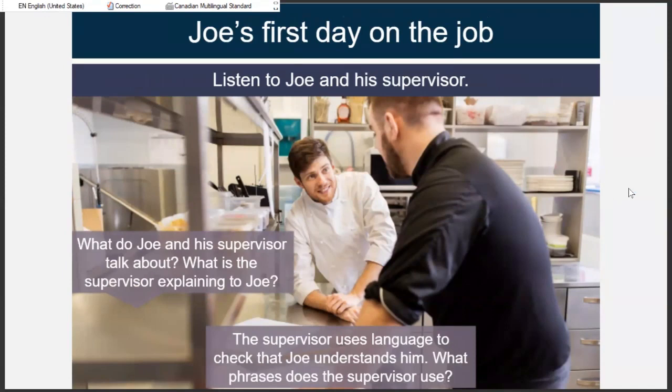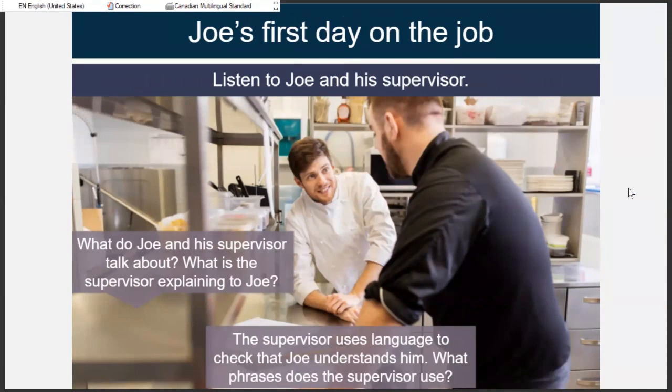So what is Joey's supervisor talking about? He's talking about the hygiene standards or protocol in restaurants. What he is explaining is the steps that he needs to do, which means that he cannot sanitize his hands, it doesn't work. He really needs to wash his hands very well.